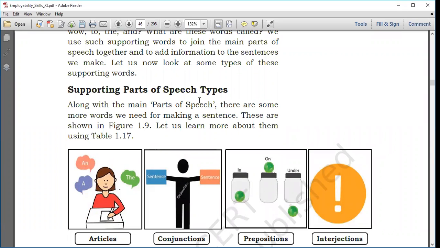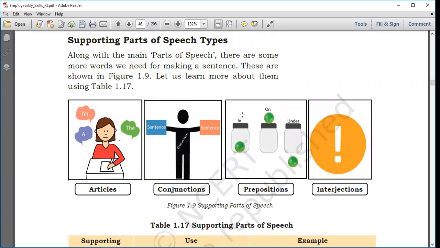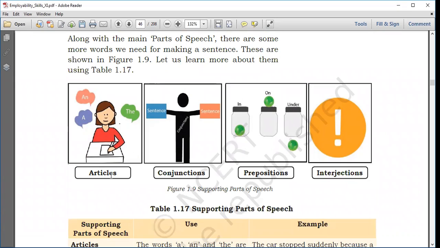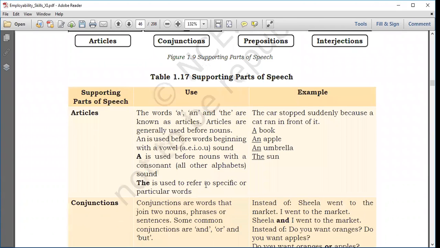So these are certain parts of speech. Along with these main parts of speech, there are some more words we need for making sentences. Like we use articles, sometimes we use conjunctions, as we just did, and, or, and, but. Prepositions are used, interjections are used. What are these articles? They're also supporting parts of speech. So articles are a, an and the. We have three articles and they are used in various forms.